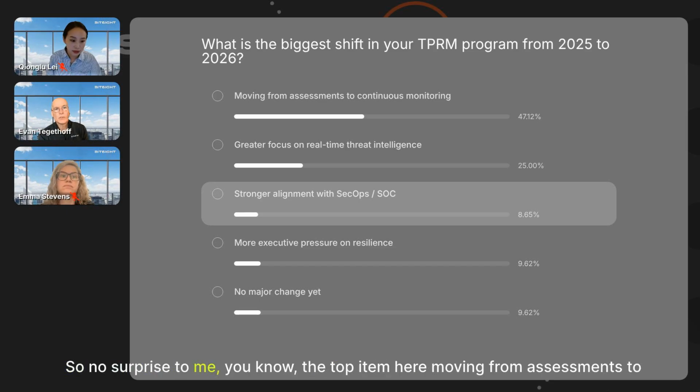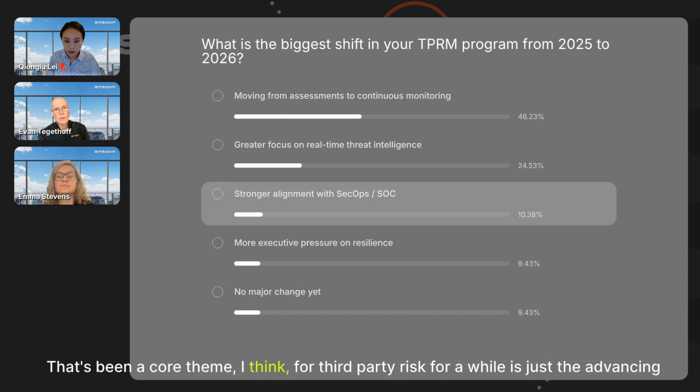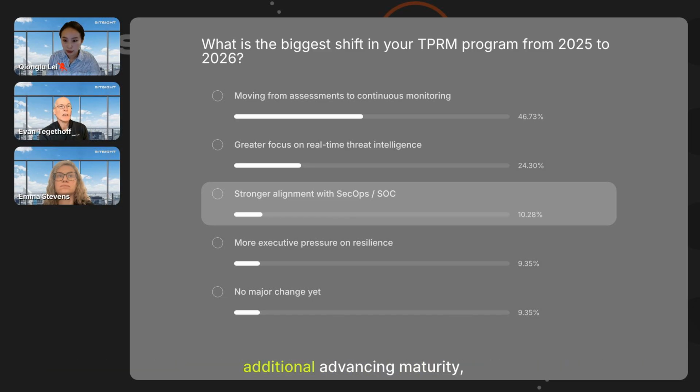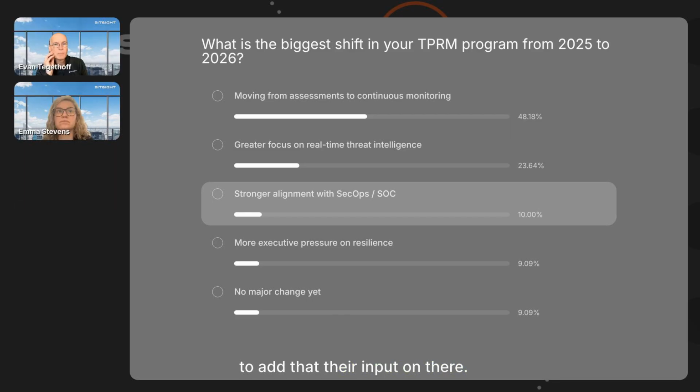So no surprise to me, the top item here, moving from assessments to continuous monitoring, that's been a core theme, I think, for third-party risk for a while, is just the advancing maturity. And today we're going to be talking about some things that I think even address an additional advancing maturity, highly aligned with continuous monitoring, not exclusively to it, but thank you. People are continuing to add their input on there.